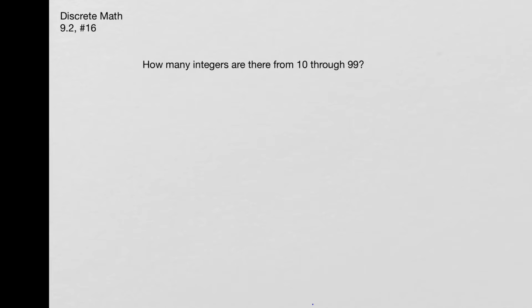In this set of problems, we want to look at the integers from 10 through 99. And in the first question, we are asked how many integers there are from 10 through 99. So we're going to use this formula: the number of integers from A to B is B minus A plus 1. So we'll take 99 minus 10, and then we add 1, and that gives us 90.